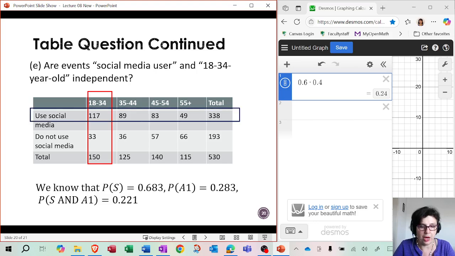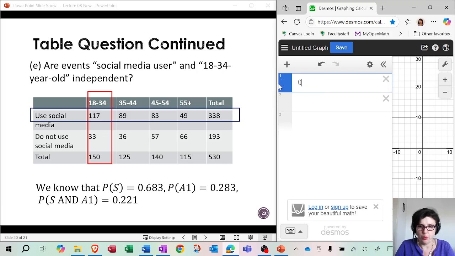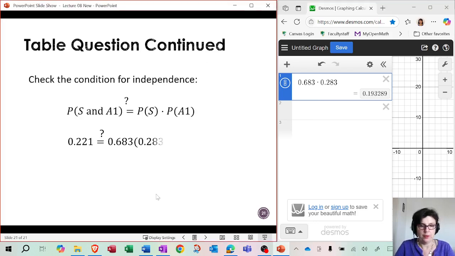Going back to our computations from the previous video, we knew that social media user was 0.683, the first age group was 0.283, and the chance of both is 0.221. So let's multiply 0.683 times 0.283, and that gives me 0.193. Is that equal to 0.221? Well, no, it's not. So what does that mean? It means that these two events are not independent.